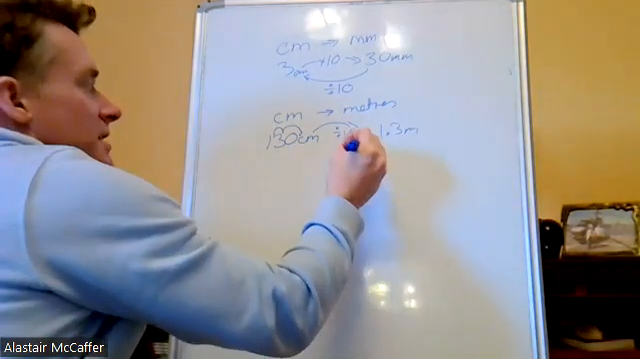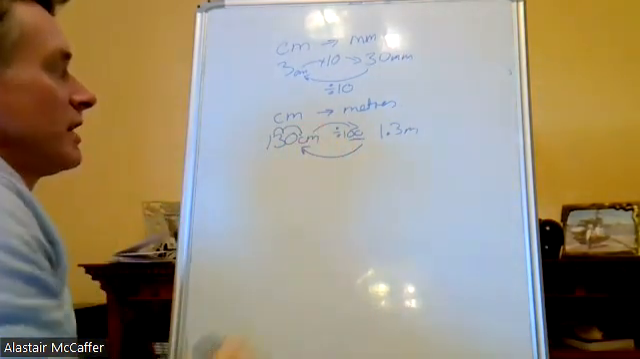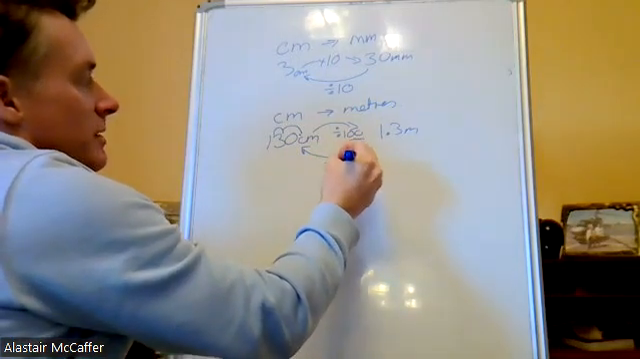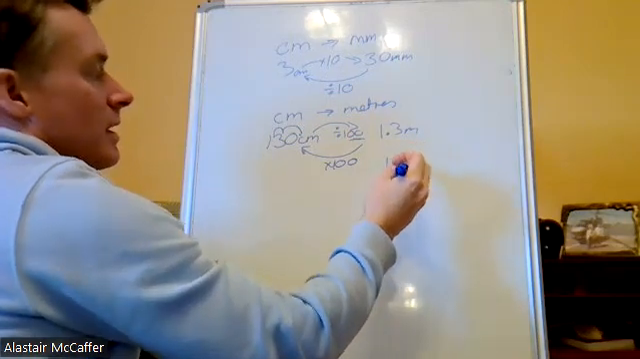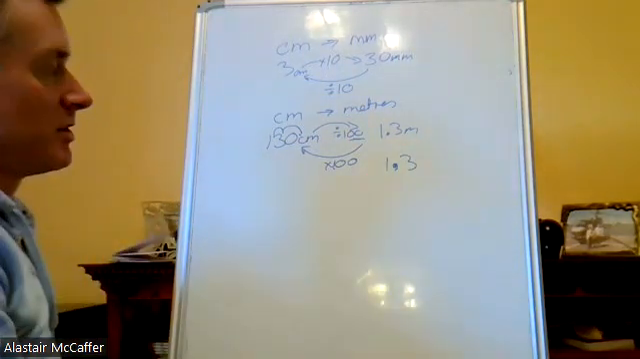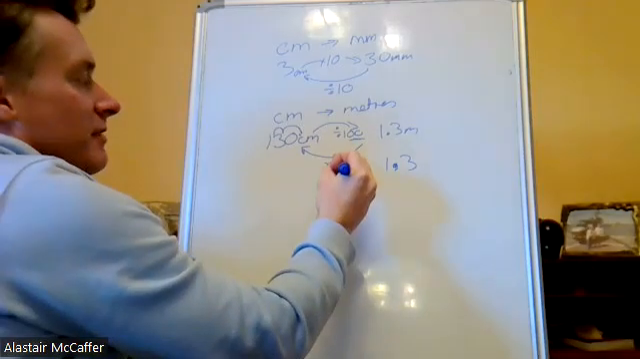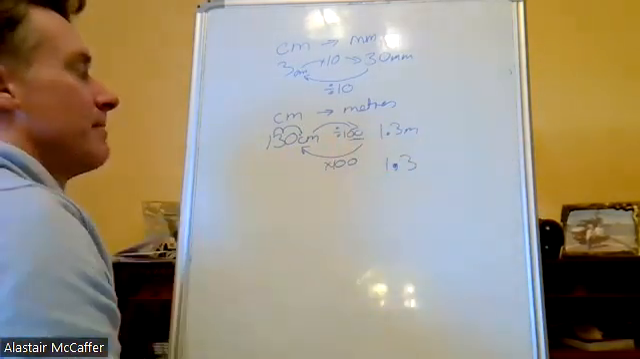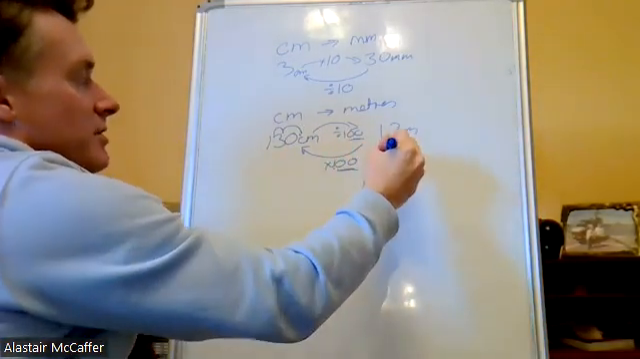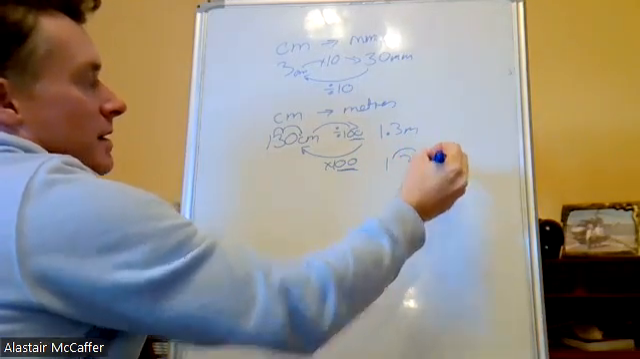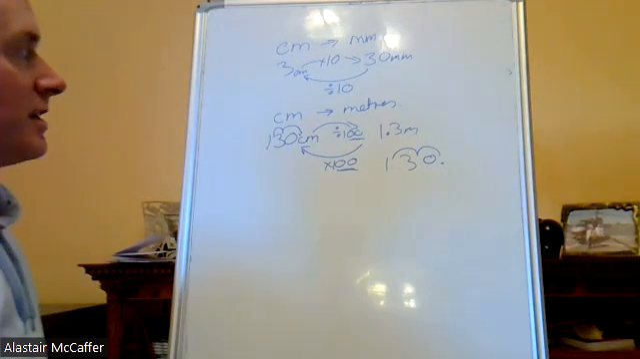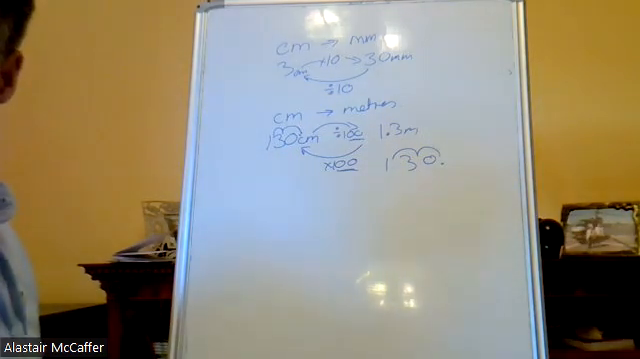Now to go from metres to the smaller unit, we would times by 100. And again, if you times by 100, your decimal point is between the 1 and the 3. And then if you times, you move it to the right. And then you've got 2 zeros, so you move it 2. So the decimal point goes there. So it'll be 130 centimetres.